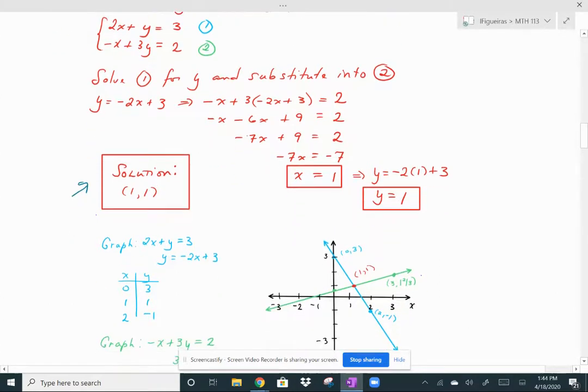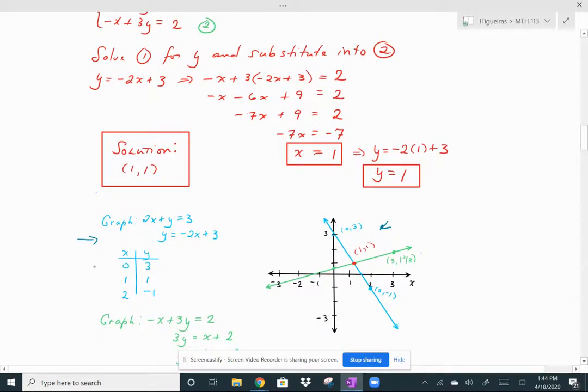So let's actually graph these two equations. I'm going to graph equation 1 in blue and equation 2 in green, just so that you can distinguish them. And the point of intersection seen here is in red. Okay, so the first equation in blue is 2x plus y equals 3. Remember, that's the same as y equals negative 2x plus 3.